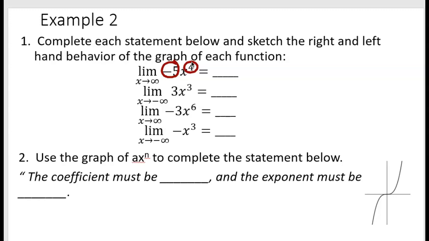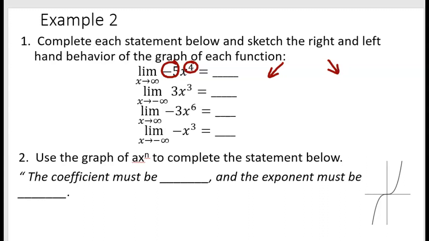Now I know that since the power is even, they're both going the same direction. They're either both going up or they're both going down. But the negative tells me which one it is. They're both going down. So on the left side of my graph it goes down, and on the right side of my graph it goes down.